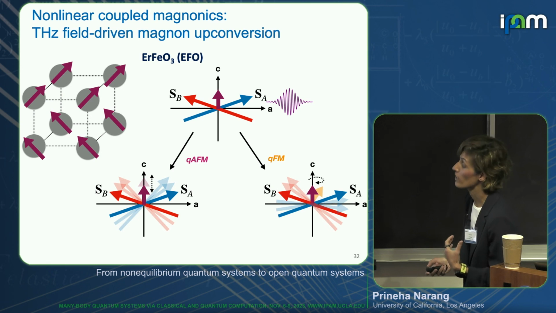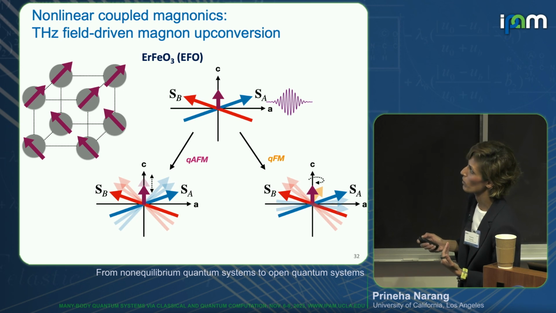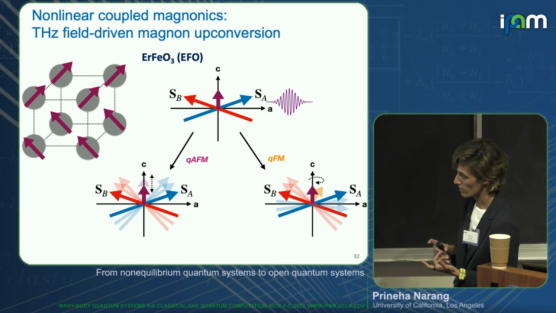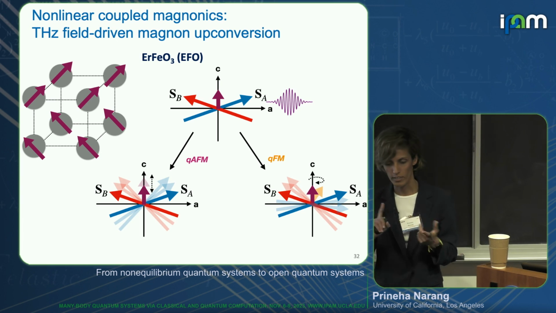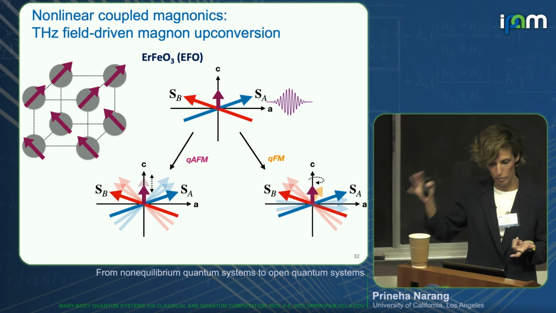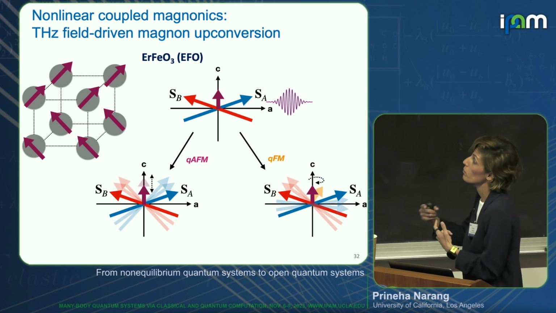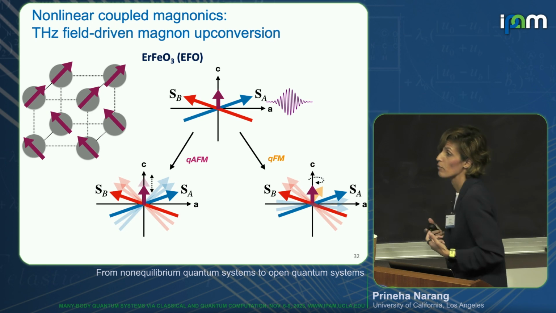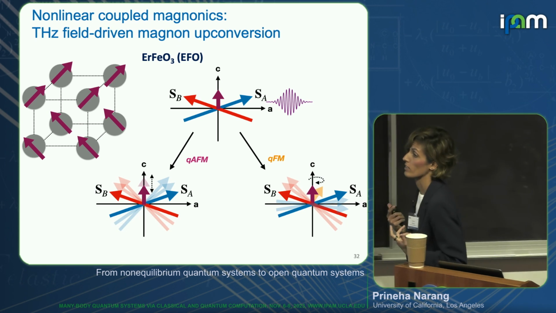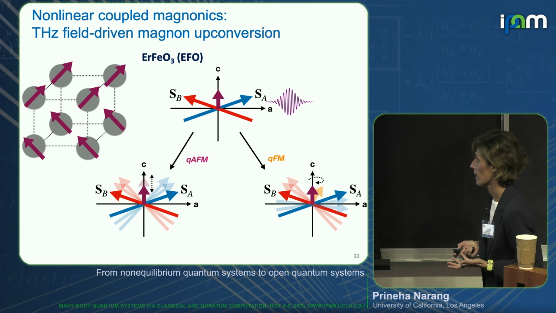I promised you truly nonlinear magnonics, and I want to draw your attention to another system that we've looked at, erbium ferrite. This is a system where you can think about the two sites, so the ordered antiferromagnetic and the ordered ferromagnetic sites. You can think of the magnons associated with that, think about coupling between those two and use that for magnon field upconversion. This work should appear in Nature Physics any day now.